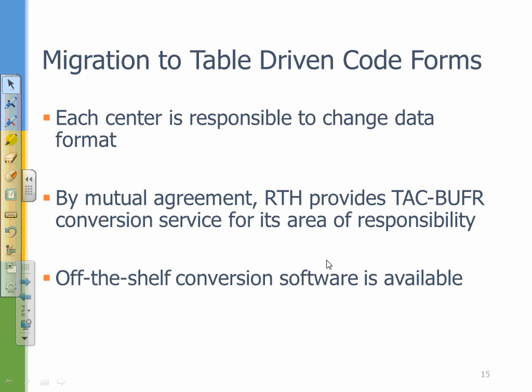So the basic responsibility for migrating all the code forms to TDCF is basically each center is responsible to change the data format. But some of the small centers have only one or two SYNOP, for example, and purchasing or maintaining the encoding, decoding software of TDCF doesn't pay. So by mutual agreement, RTH provides TAC-BUFR conversion service for its area of responsibility. Some of the RTHs are doing this for migration. And also, off-the-shelf conversion software is available, so some of the companies provide off-the-shelf software for TDCF conversion.